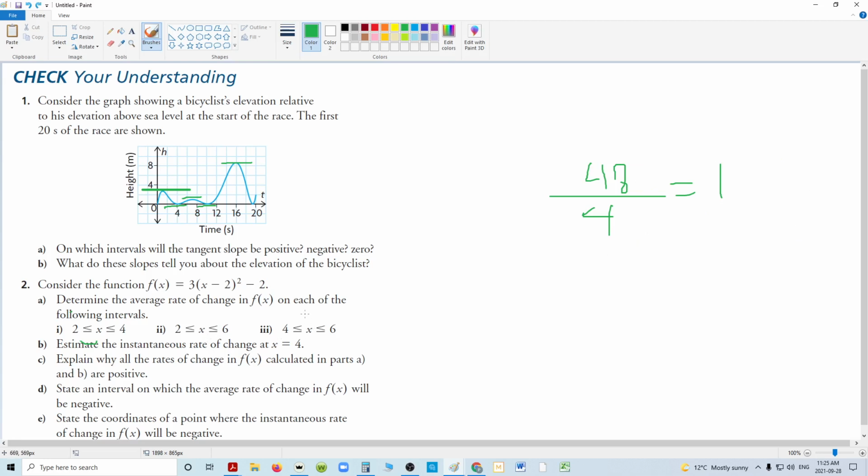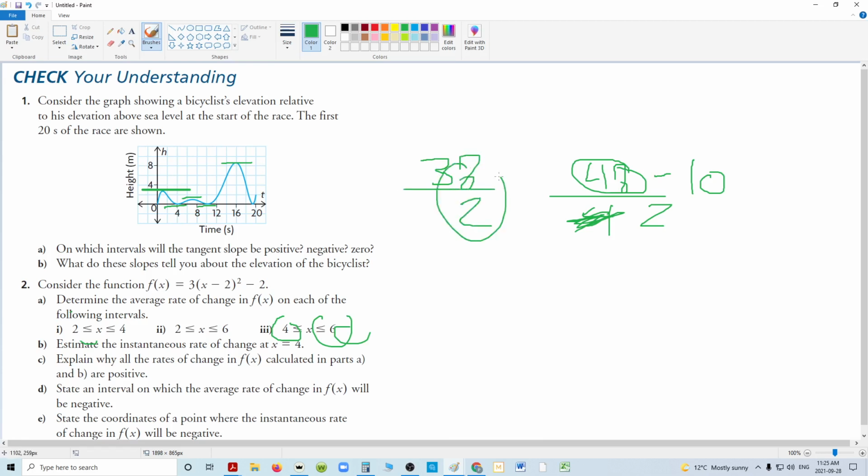What about the next interval, 4 and 6? Well, remember that we already calculated f of 6. The delta x is no longer 4, it's 6 minus 4, which is 2. Now we just need f of 4, which we did before. It's 2 squared times 3, 12 minus 2, 10. So it's 48 minus 10, which is 38, divided by my delta x of 2, which is 19 meters per second. We can see, as predicted, the slope between 4 and 6 is very steep.